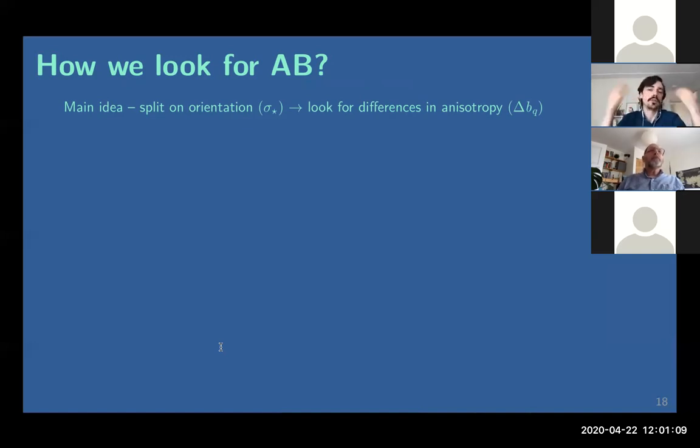Since in galaxy surveys we are already suffering from the redshift space distortions, this will only add to the anisotropy. So you need to look at differential anisotropies between the two subsamples. And that's basically our idea in this.